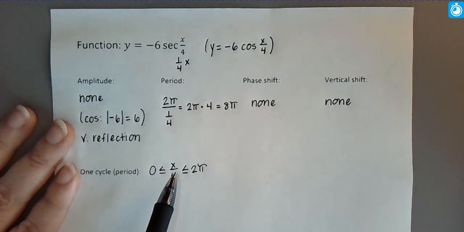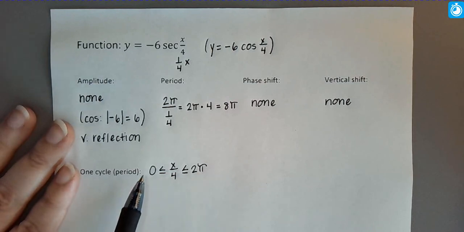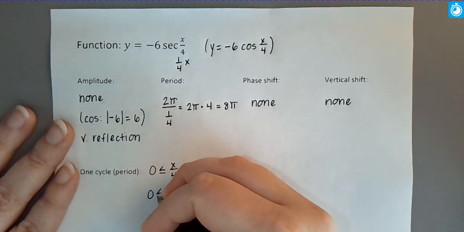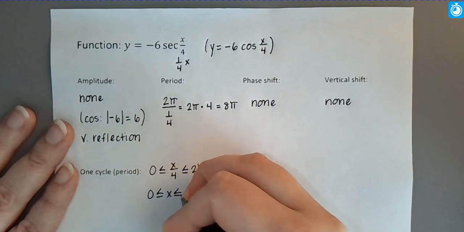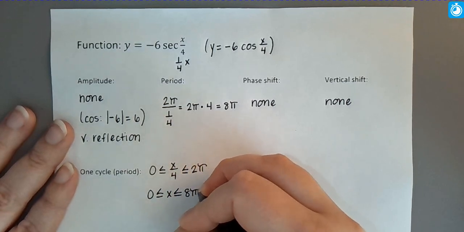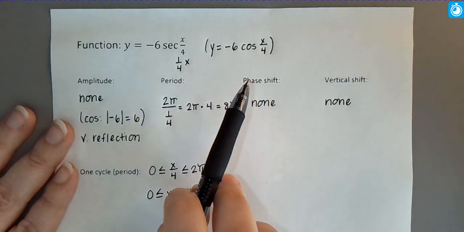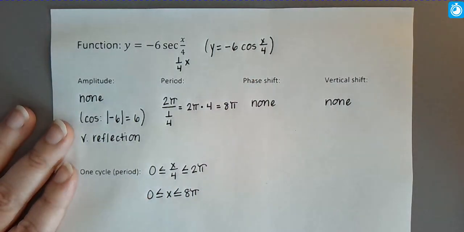So 4 is dividing, so I'm going to multiply to move it over. Make sure you multiply both endpoints by that 4, so 0 times 4 is still 0, and 2 pi times 4 is going to be 8 pi. So our starting and ending points are 0 and 8 pi. Notice the 0 stayed the same. The reason it stayed the same is because we didn't shift. If the 0 changed, that would be an indication that this graph has been shifted, either to the left or to the right. Since it hasn't been shifted, that starting point didn't change.